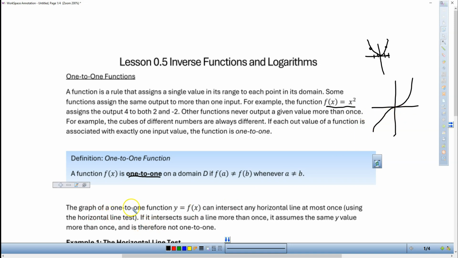And if we look at the graphs again, a one-to-one function, y equals f of x, can intersect any horizontal line at most once, using the horizontal line test. If it intersects such a line more than once, we assume the same y value more than once, then therefore it's not one-to-one. So if I draw a horizontal line through here, you can see it passes through more than one point, so it would fail the horizontal line test, so it's not a one-to-one function. Whereas here, it doesn't matter where I put that horizontal line, you can see that we're always only going to have one point of intersection.